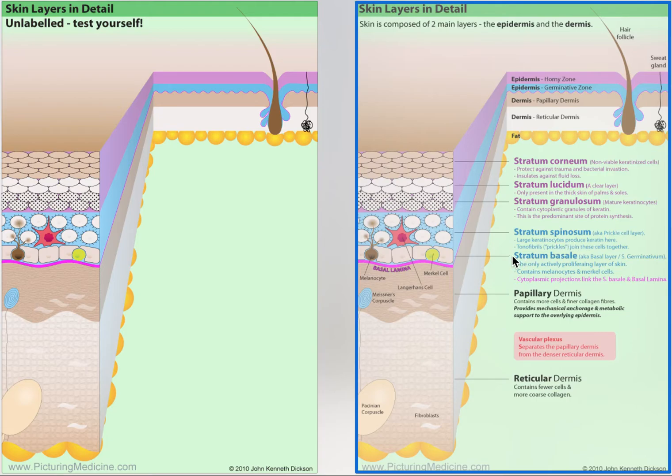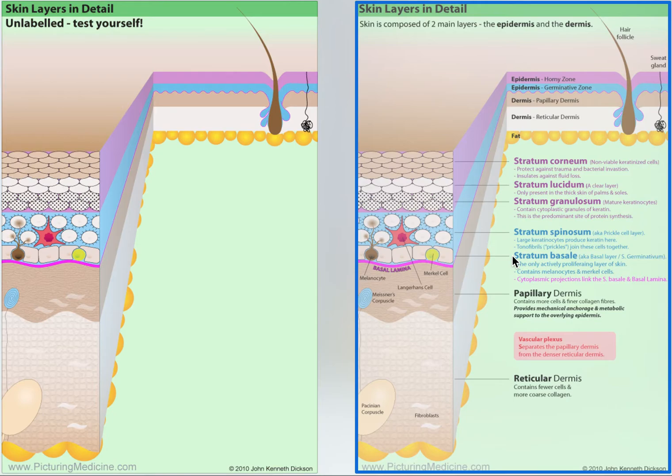So the 5 layers of the epidermis from the bottom up are the stratum basale, followed by the spinosum, followed by the granulosum, followed by the lucidum, followed by the corneum. So the stratum basale and the stratum spinosum, these are the 2 layers of the germinative layer of the epidermis, where the cells are more actively growing and developing as they move upwards. So the stratum basale, or the basal layer as it's sometimes known, this is the actively proliferating layer of the skin, and it contains in particular melanocytes and Merkel cells.